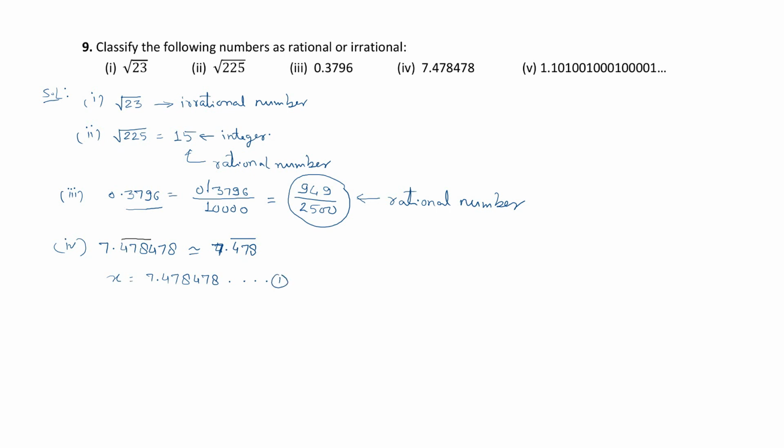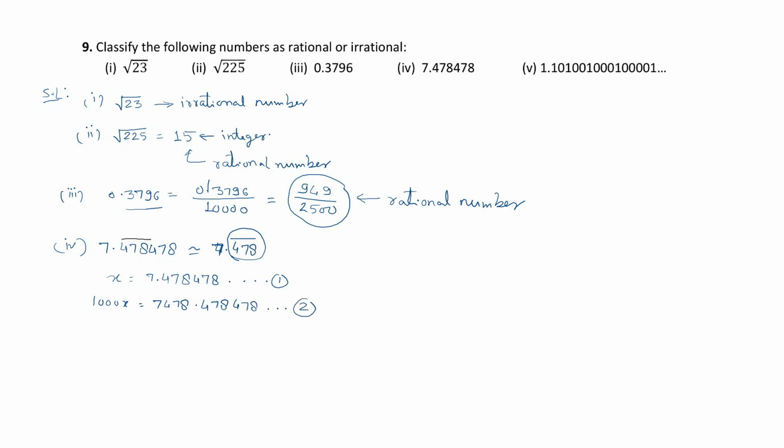Since 3 digits are repeating, how many digits are there in the repeating block? There are 3 digits in the repeating block. So by how much will we multiply? We will multiply by 1000 on both sides of equation number 1. So we will get 1000 times x equal to 7478.478 and so on. This becomes your equation number 2.